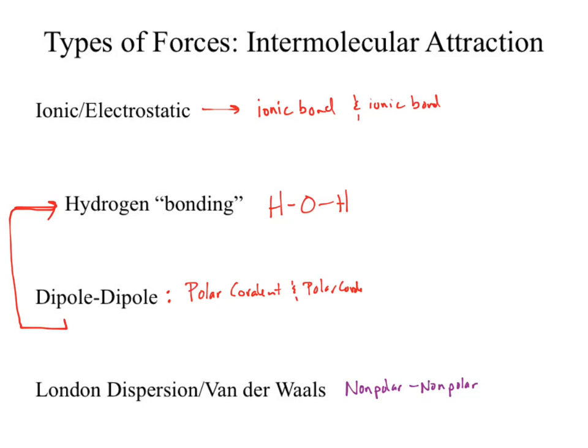Ionic. What was our weakest force? London dispersion. The intermediate force was our dipole-dipole. Why is hydrogen bonding put above dipole-dipole? It is a stronger force than dipole-dipoles. How do we know we have hydrogen bonding? Number one, you have to have a hydrogen.